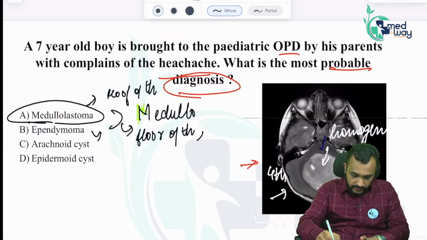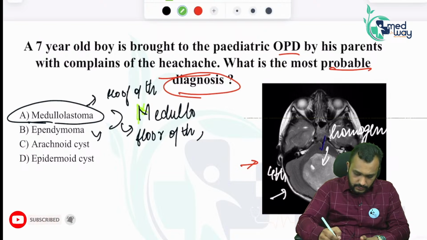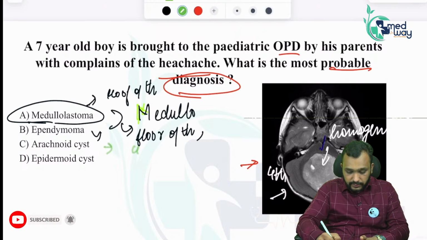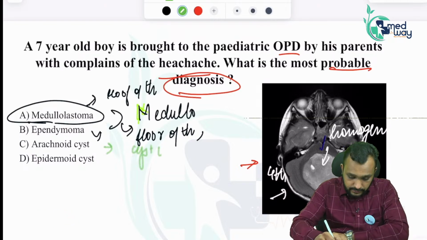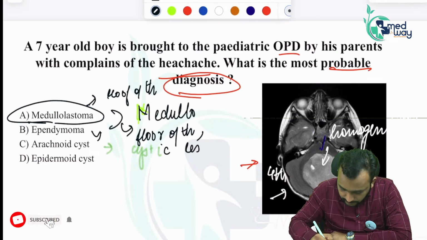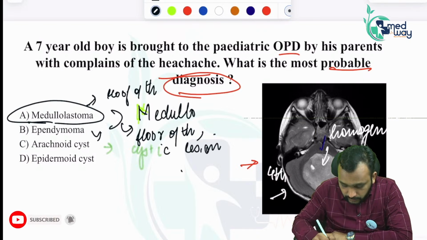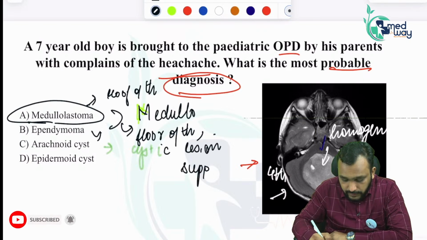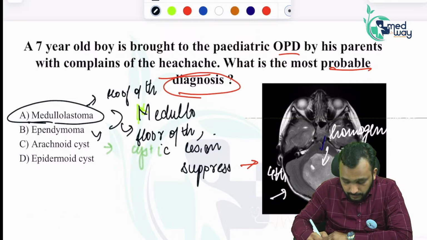Talking about arachnoid cyst, right. An arachnoid cyst is a cystic lesion, and this cystic lesion, guys, is going to suppress on FLAIR images.